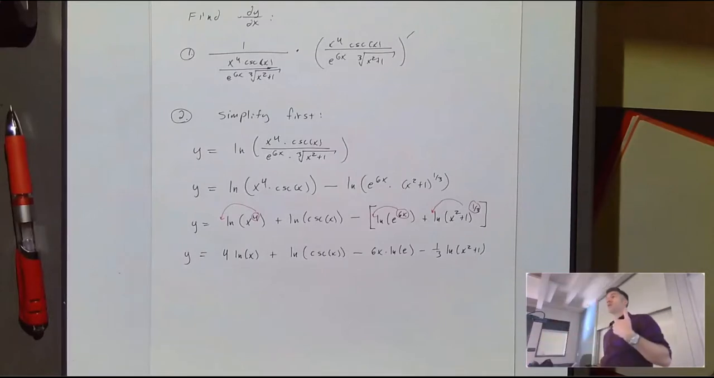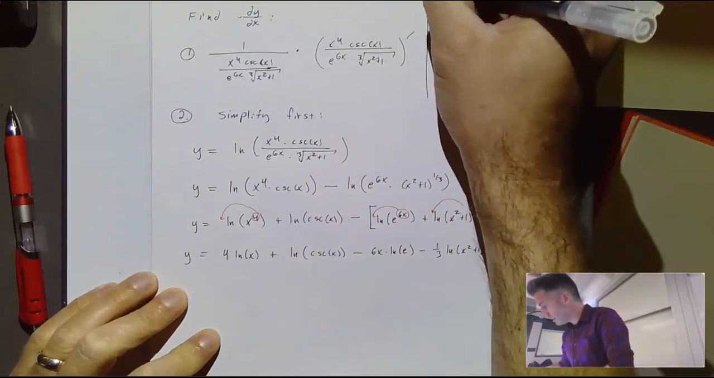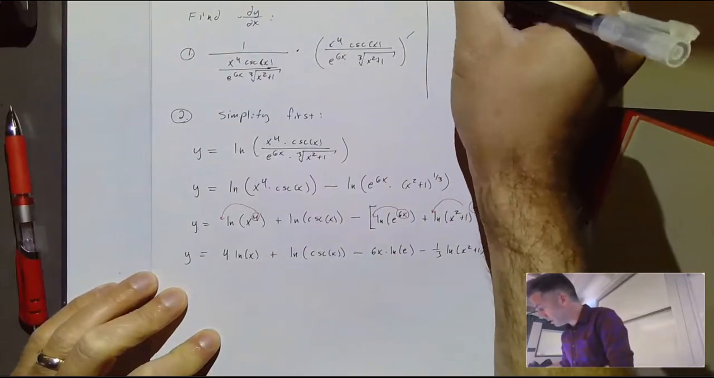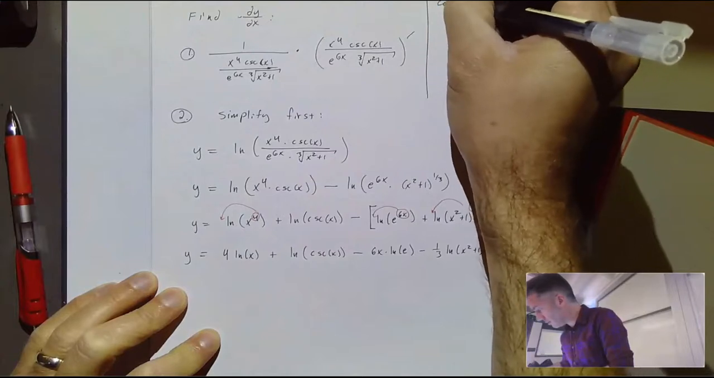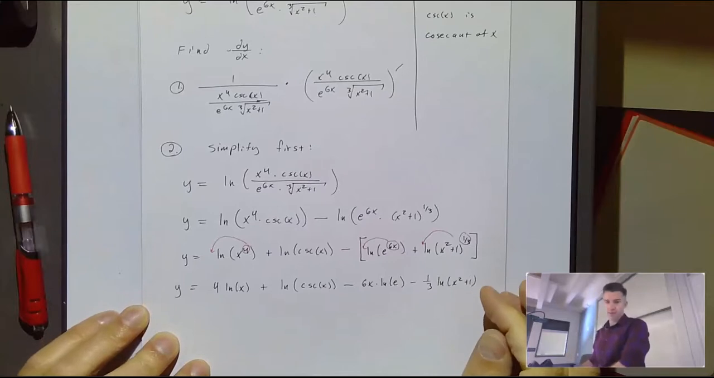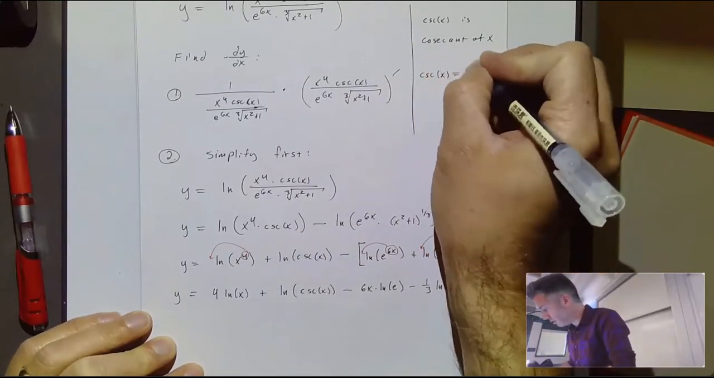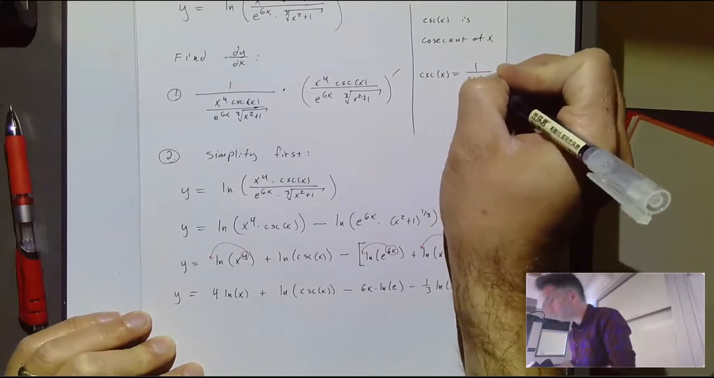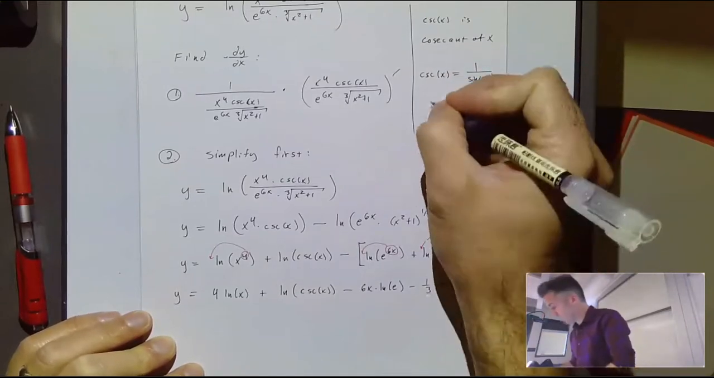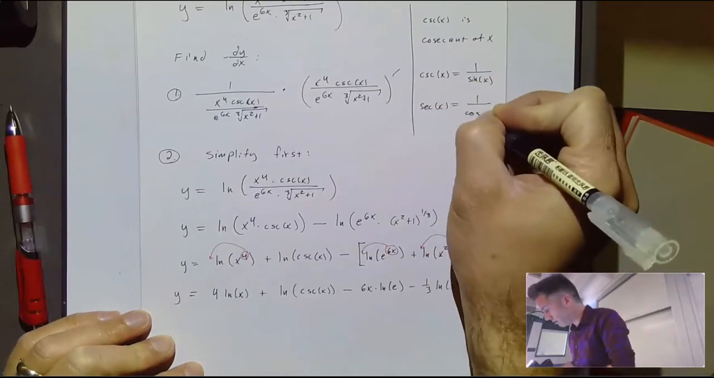And that stands for the cosecant. So CSC of x is the cosecant of x. And cosecant is the reciprocal of sine, just like secant is the reciprocal of cosine.